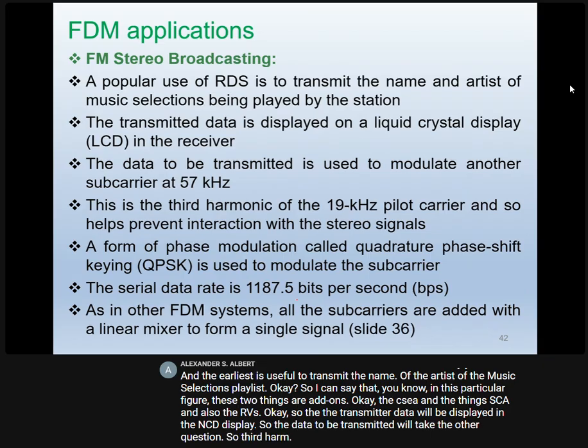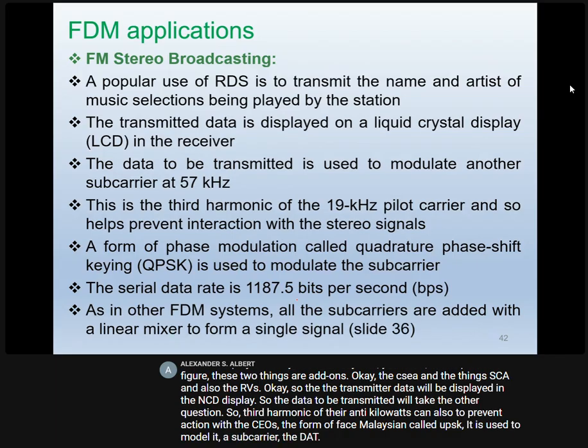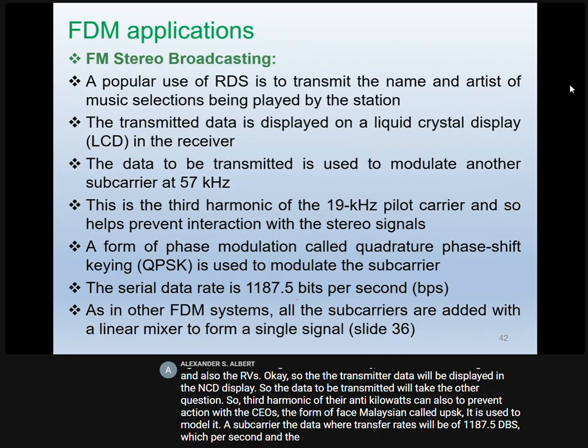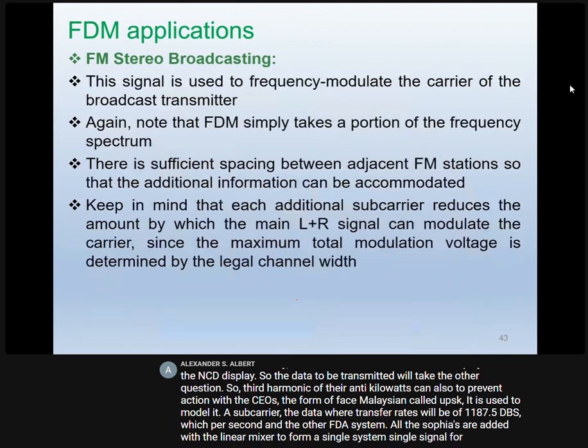So the third harmonic of the 19 kilohertz can also be used to prevent interaction with the stereo signals. A form of phase modulation called QPSK is used to modulate the subcarrier. The data transfer rate will be 1187.5 bps, bits per second. And as in the other FDM systems, all the subcarriers are added with a linear mixer to form a signal for transmission.